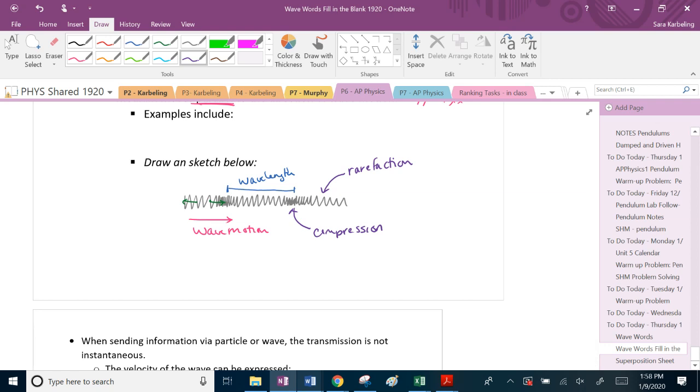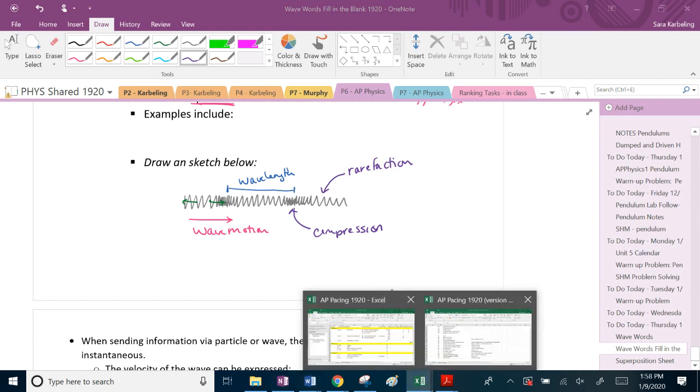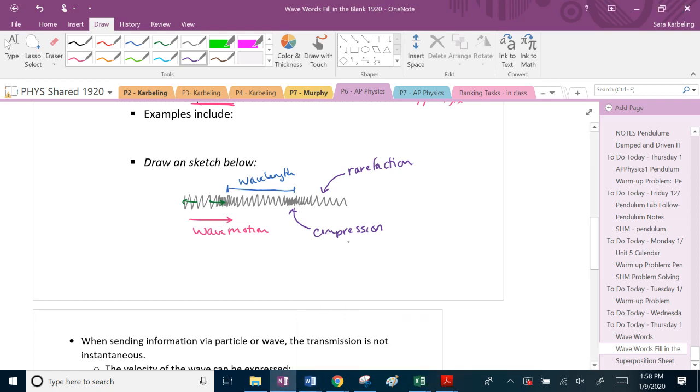So the compression is a spot of very high density. If you think about it in terms of the spring, those coils are really close together in a compression. And at a rarefaction, they're very spread out, okay? So compression is high density, and rarefaction is low density.